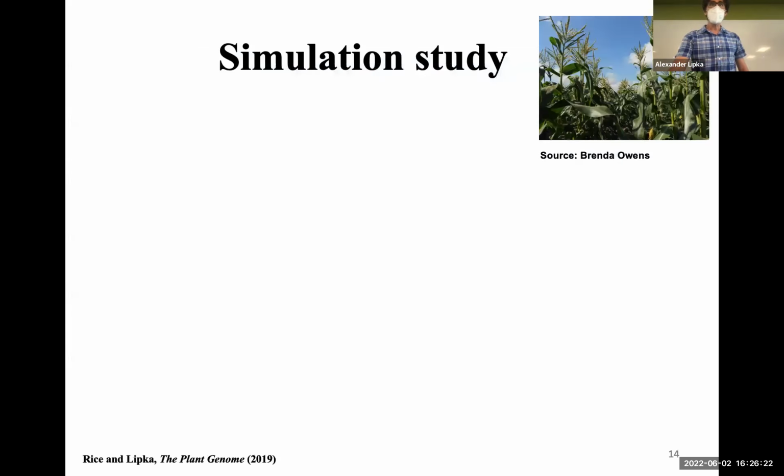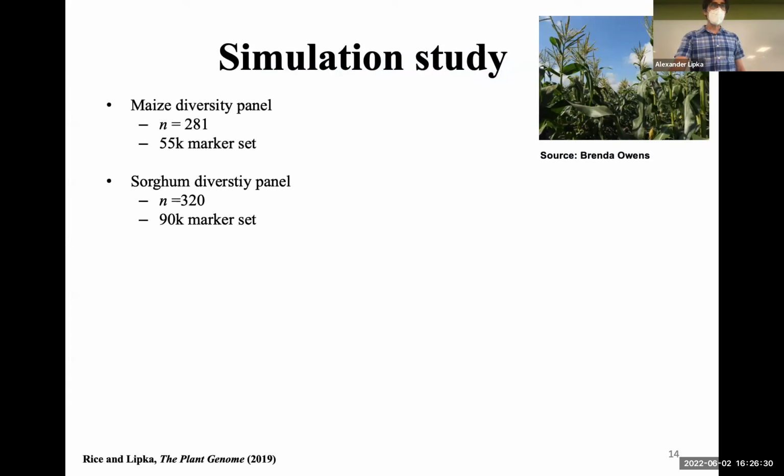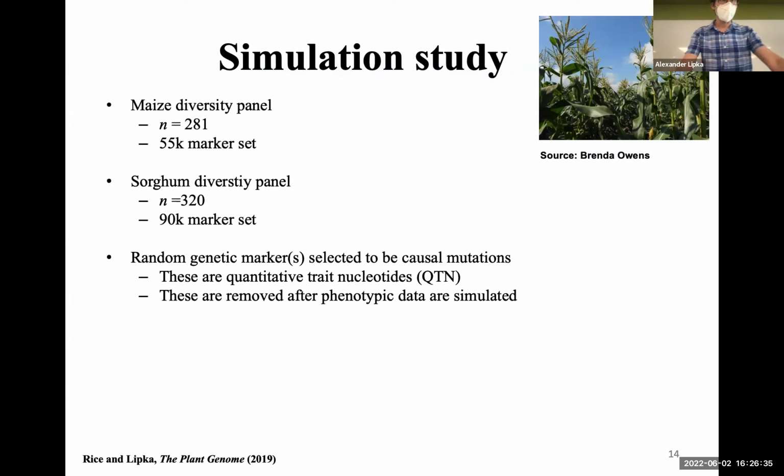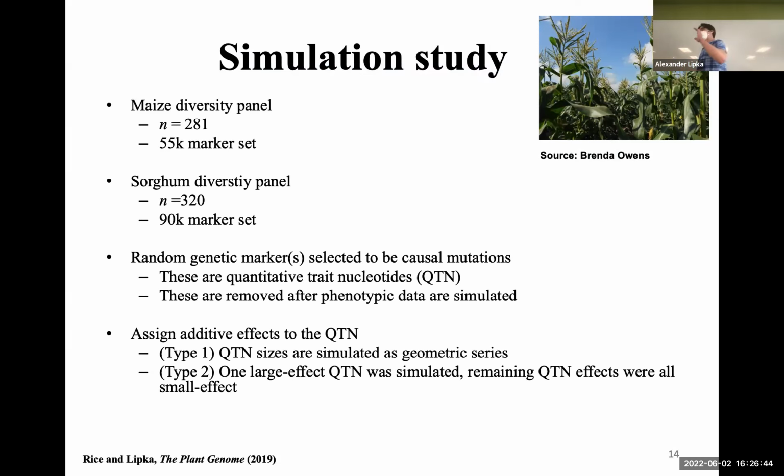Okay, so we conducted a simulation study where we had the same good old maize diversity panel and genotypic data, and then our sorghum diversity panel, which I think is from Morris et al. 2013. We randomly selected markers to be quantitative trait nucleotides, and we simulated traits in two configurations. One was your standard complex trait where the effect sizes of your QTNs get sequentially smaller and smaller.